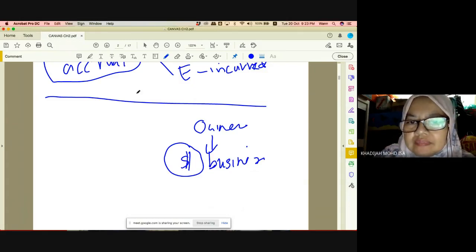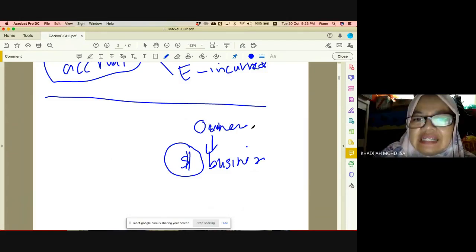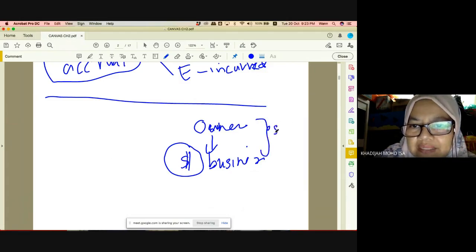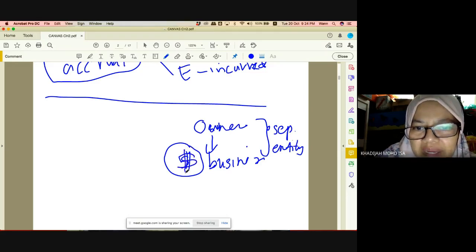Who owns the money? The owner puts it into the business, so now it's the business's money. Remember that this is what we call a separate entity. Whenever you talk about business, the business is a separate entity from the owner. So once the owner puts the money into the business, it's no longer the owner's money, but you have to differentiate between the owner and the business itself. So now the money becomes the business money, but owned by the owner.